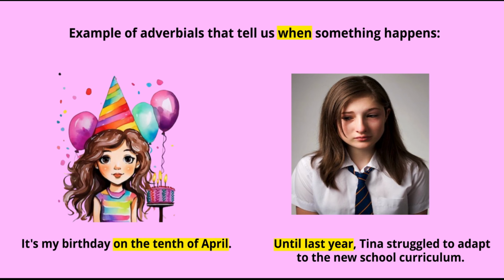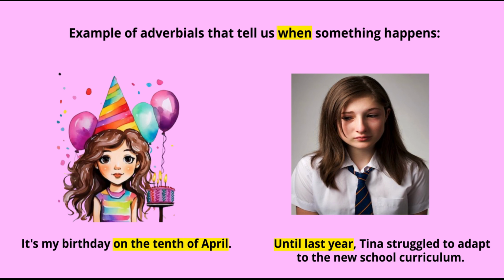Now, let's see examples of adverbials that tell us when something happens. That means they tell the time, right? In the first image, you can see a birthday girl. It's my birthday on the 10th of April. So, when is her birthday? On the 10th of April. On is the preposition, the is an article, 10th is the noun. Of April: of is the preposition, and April is also a noun. So, on the 10th of April is an adverbial.